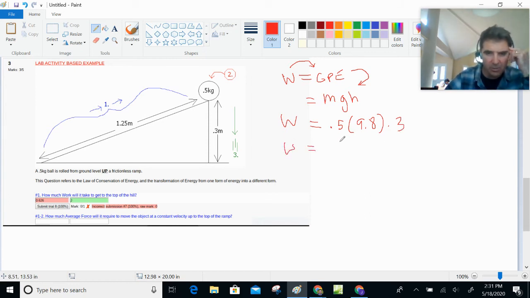And W equals, I can't remember what that is, 1.47? I think it's 1.47 joules. What did you put? You put 0.625. I don't know where you got that.